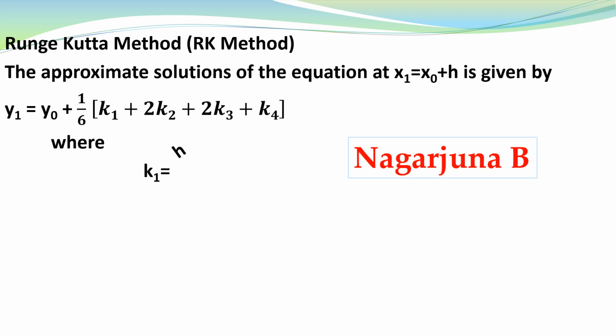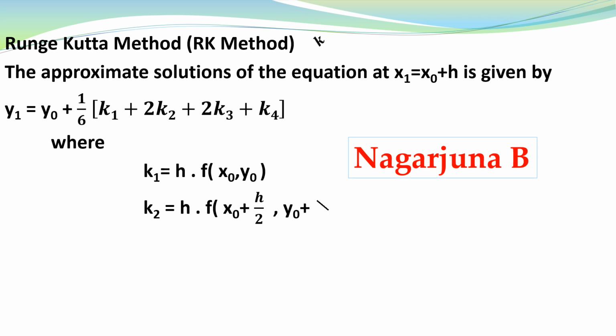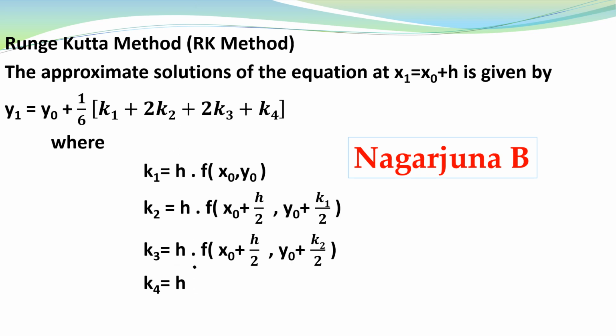k1 equal to h into f of x naught comma y naught, k2 equal to h into f of x naught plus h by 2 comma y naught plus k1 by 2, k3 is equal to h into f of x naught plus h by 2 comma y naught plus k2 by 2, k4 equal to h into f of x naught plus h comma y naught plus k3.